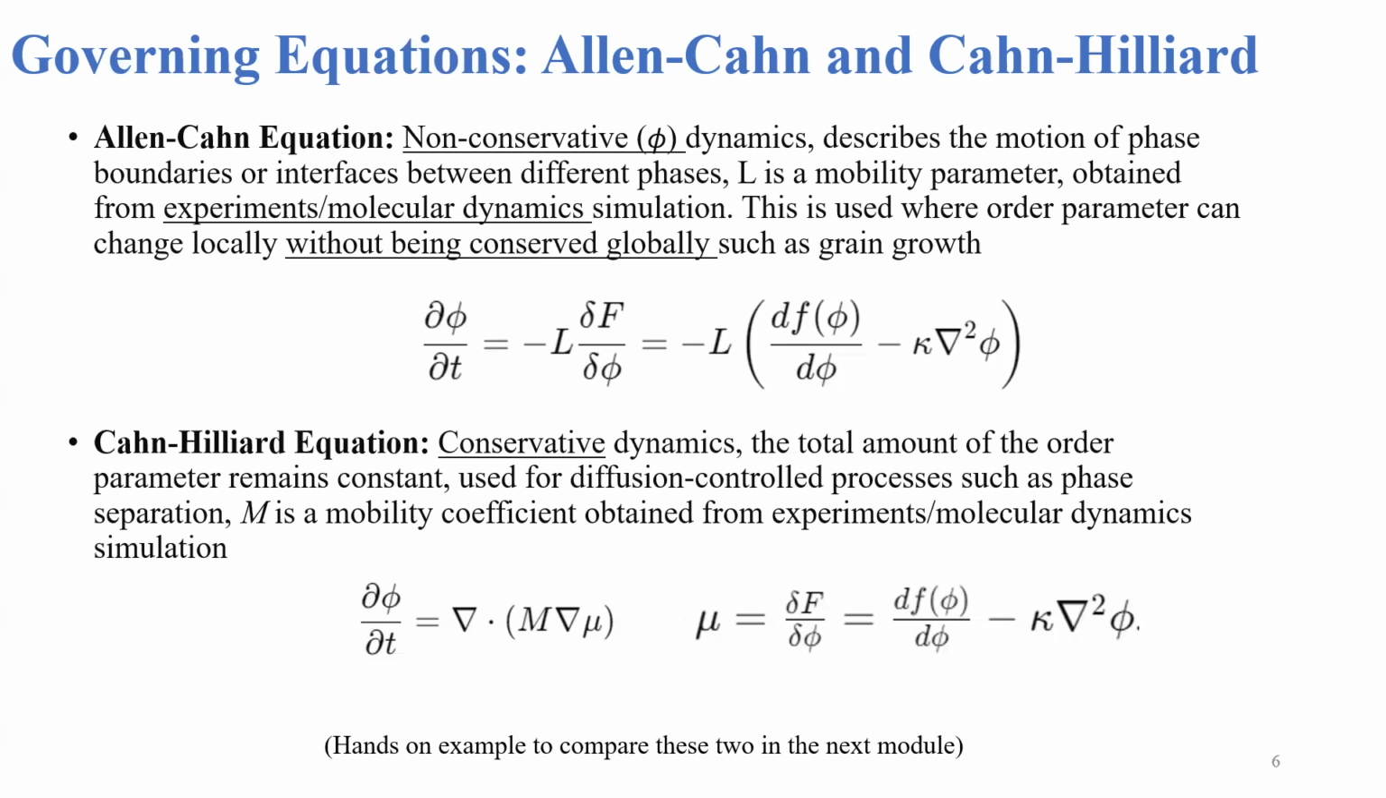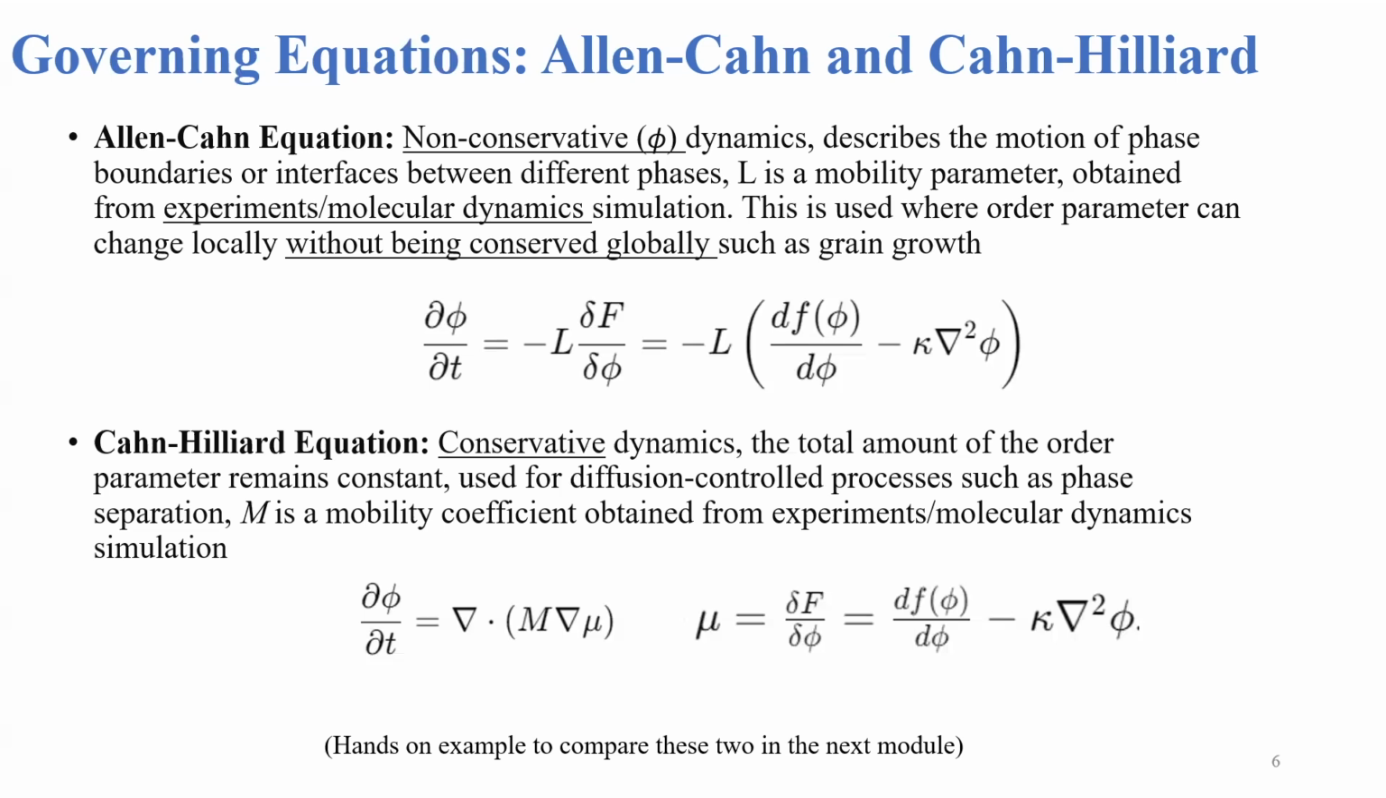And this can also be represented by −L times ∂F/∂φ, with κ and the Laplacian of φ. So that's just the functional form we learned in the previous slide. Now, there is another equation called the Cahn-Hilliard equation. This is especially useful for conservative dynamics, that is, the total amount of the order parameter remains constant.